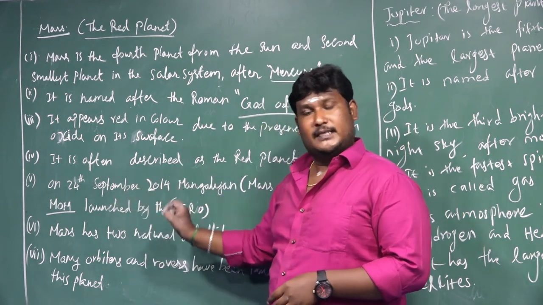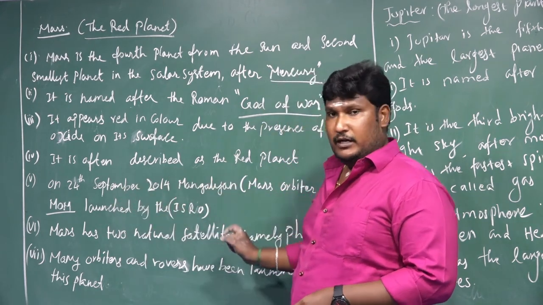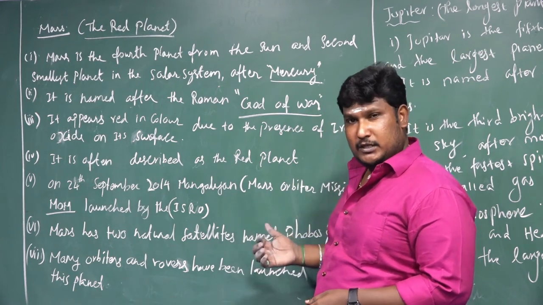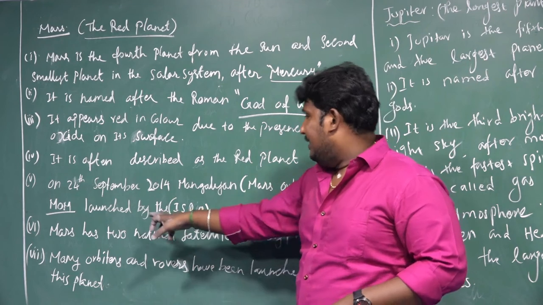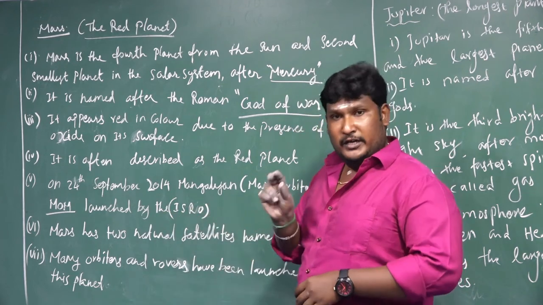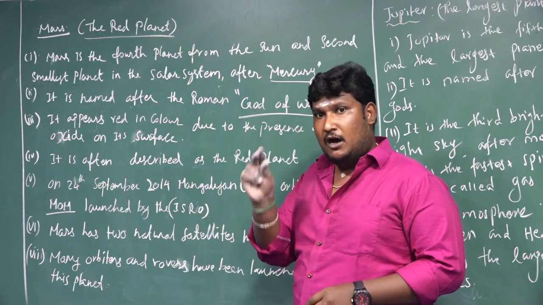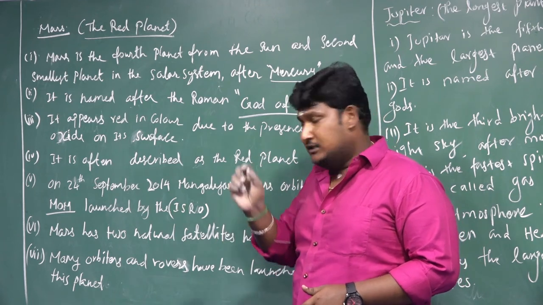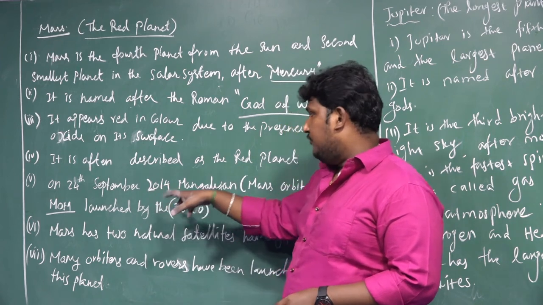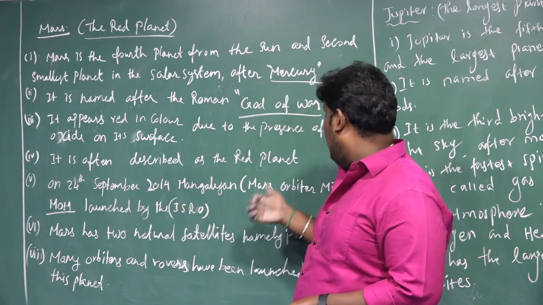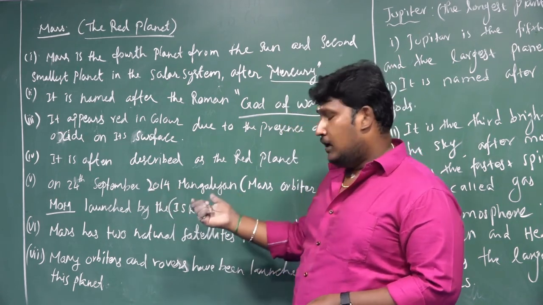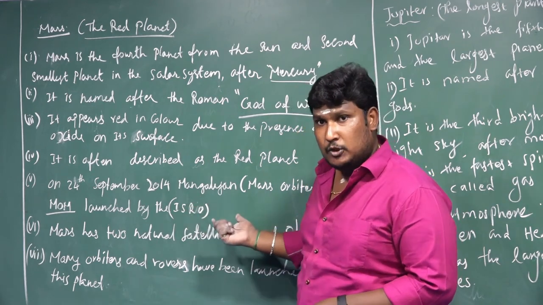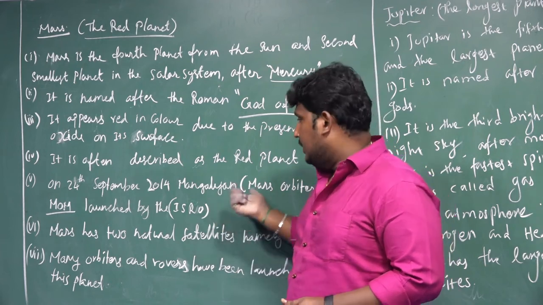On 24th September 2014, Mangalyaan, the Mars Orbiter Mission, short name MOM, was launched by ISRO, the Indian Space Research Organization.